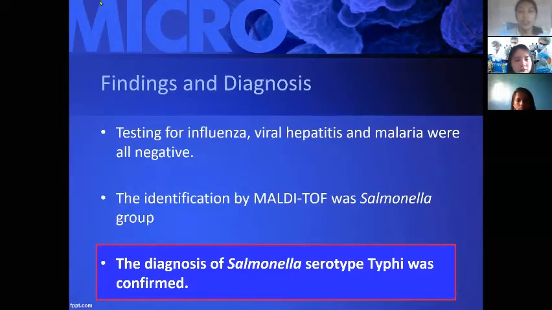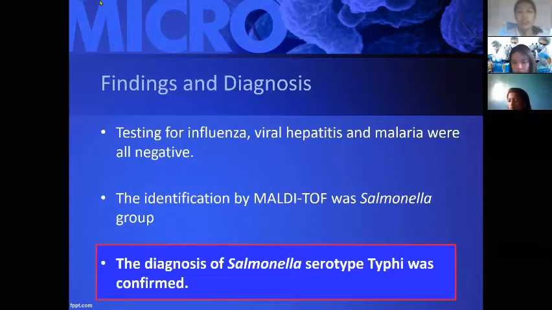Based on the inoculation in different media and additional testing, these are the findings and diagnosis. First, the testing for influenza, viral hepatitis, and malaria: the results were all negative. For the identification of the microorganism using MALDI-TOF mass spectrometry, it was identified as the Salmonella group. And by the usage of molecular typing methods, it was identified as serotype Typhi. So the diagnosis of Salmonella serotype Typhi was confirmed.